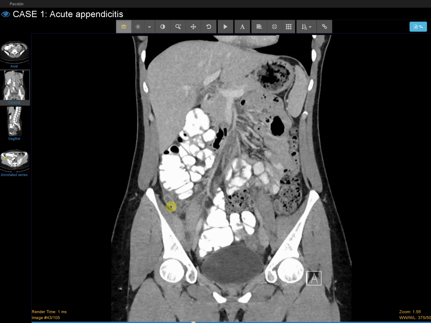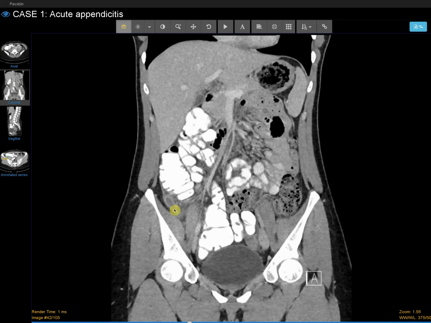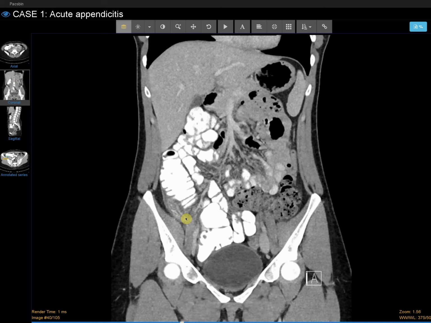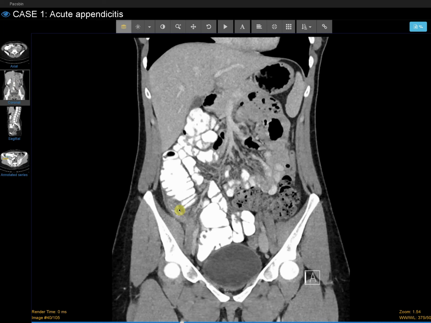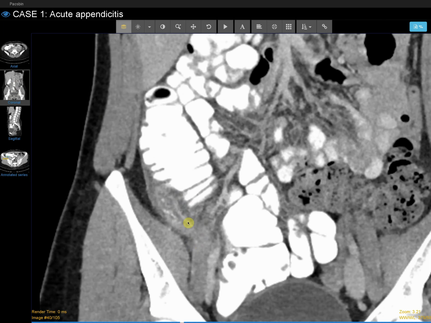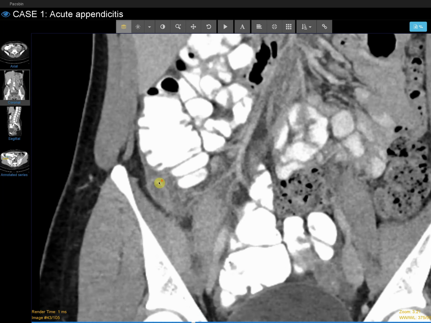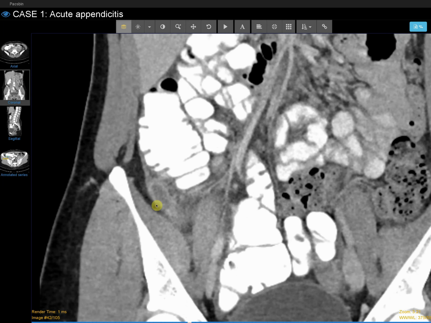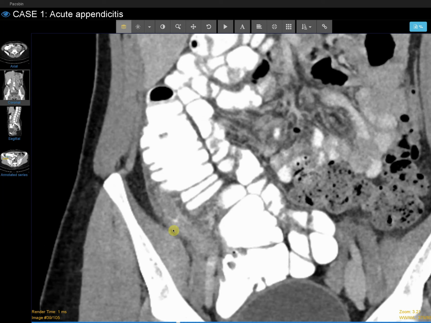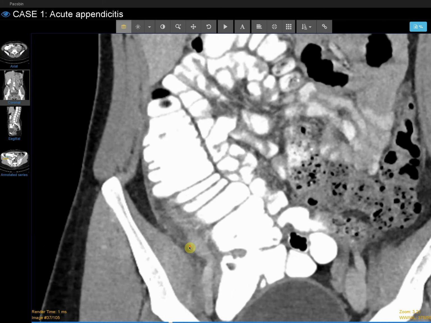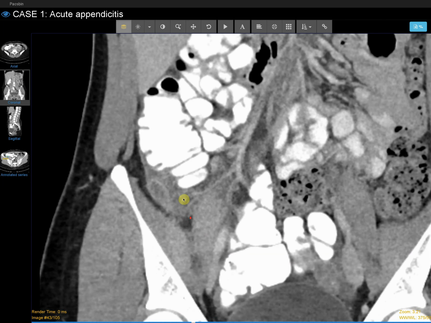Let's see if we see a focal discontinuity in the wall, which we don't. That would alert us that this is a perforated appendicitis. I can follow the wall of the appendix pretty well all around. I didn't see any focal discontinuity that tells me there's perforation.